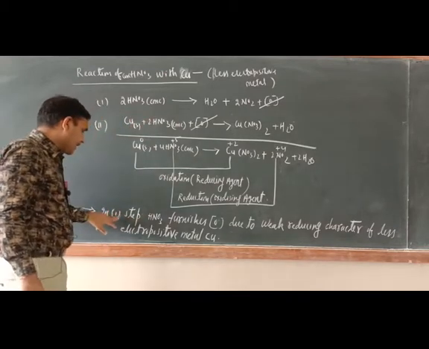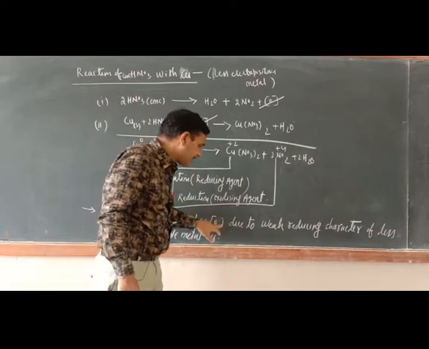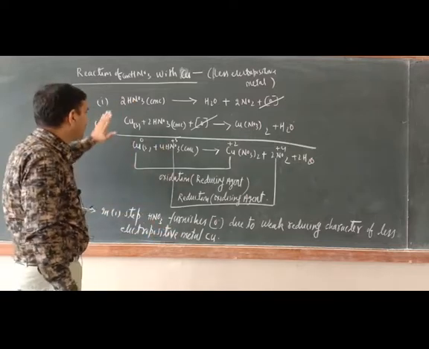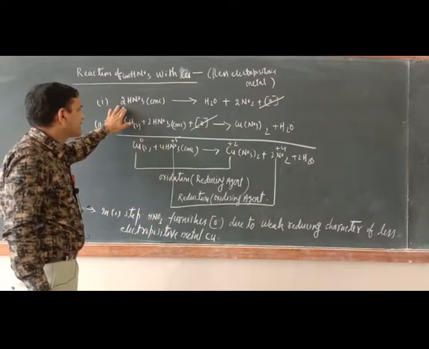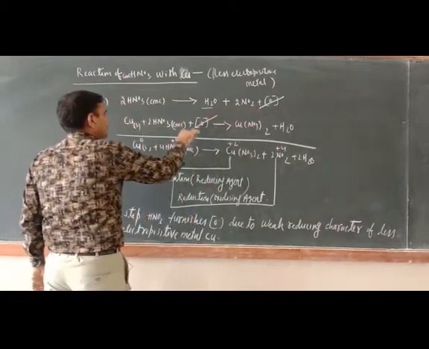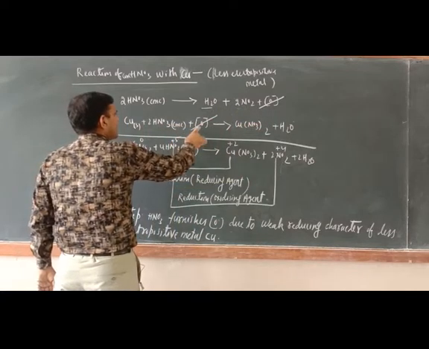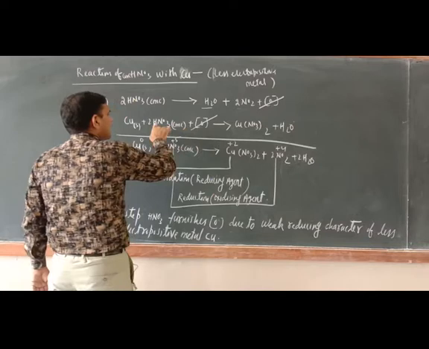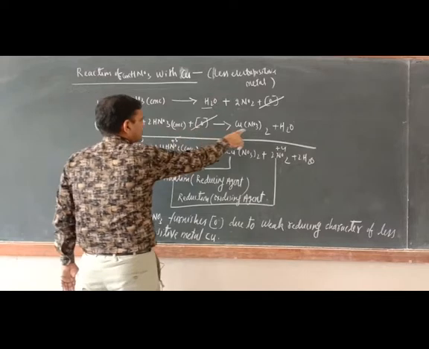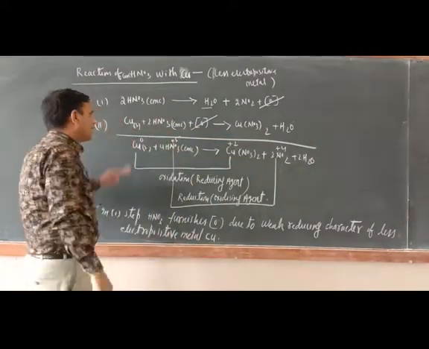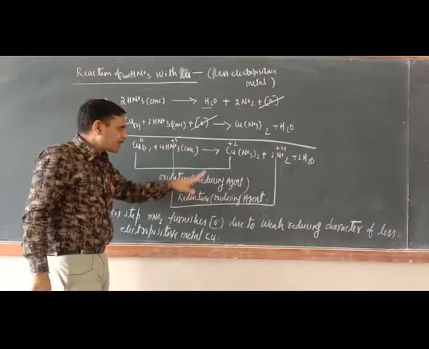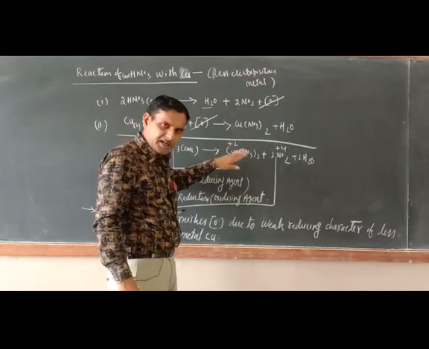So I wrote here, in the first step HNO3 furnishes nascent oxygen due to the weak reducing character of the less electropositive metal copper. So in step number one, concentrate HNO3 dissociates into H2O, NO2 and nascent oxygen. In step number two, this nascent oxygen is gained by copper, which reacts with HNO3 and nascent oxygen and forms copper nitrate and H2O. If you add these two reactions, you will get this one. So just see, in case of zinc also, what was the product? Zinc nitrate, and here also copper nitrate.